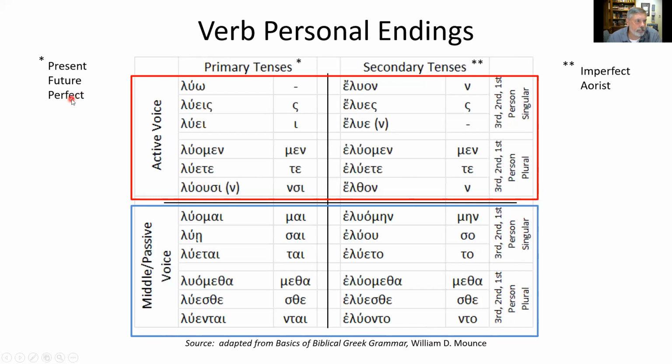The active voice will use these, and the middle and passive voice will use these for the present, future, and perfect. Now, the secondary tenses always refer to something that's in the past. So you have the 2 asterisks here referring to imperfect and aorist. And so we have these personal endings that are used for the secondary tenses. Active voice, first, second, and third person, singular and plural, and middle and passive voice, first, second, and third, singular and plural. And so basically you have 4 quads, 4 sets of tense endings paradigm to learn. But we're going to focus first here.